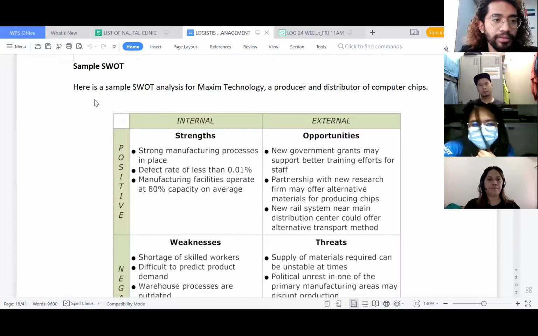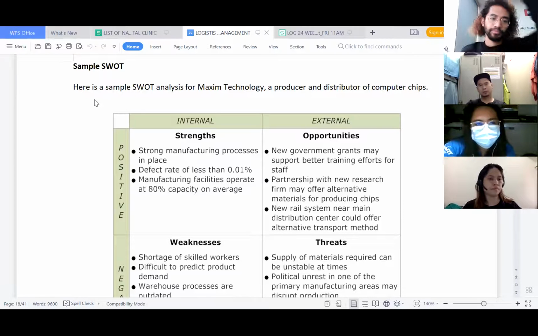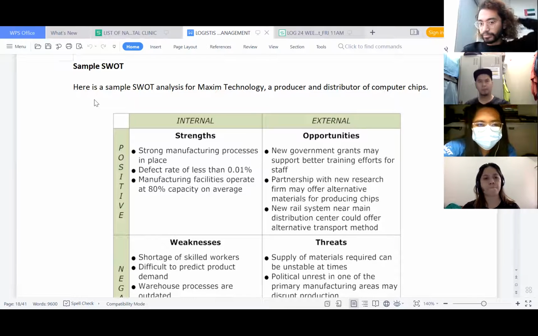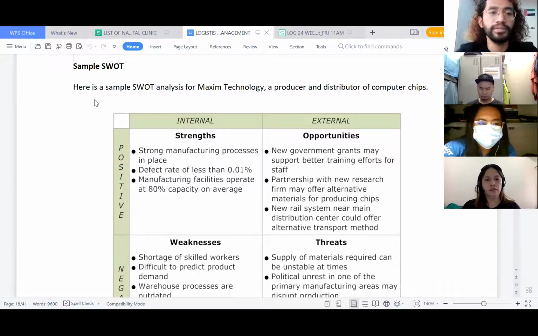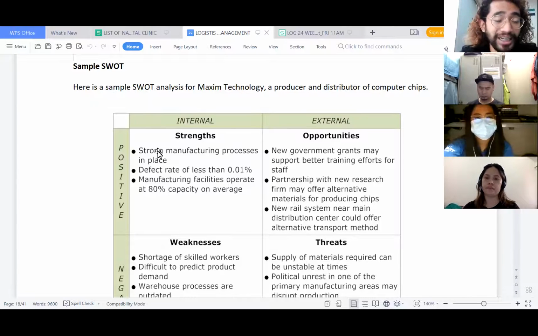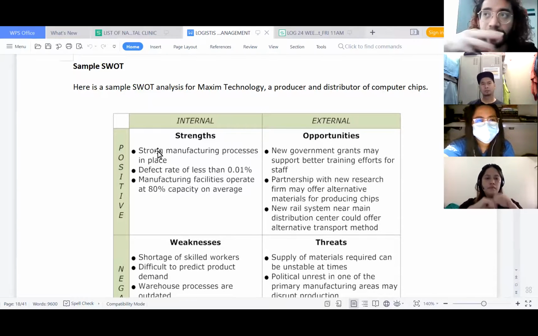Strengths: strong manufacturing processes in place, defect rate of less than 0.01%, manufacturing facilities operate at 80% capacity on average. So these are positive traits of your company, and this is internal. In your company, so that's the present in your company, and these are positive.